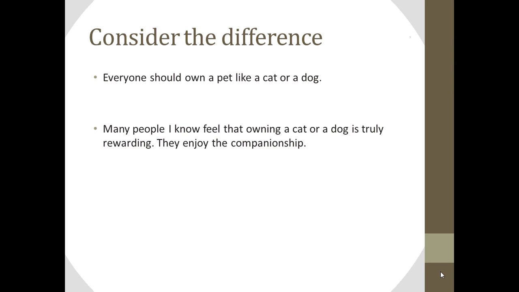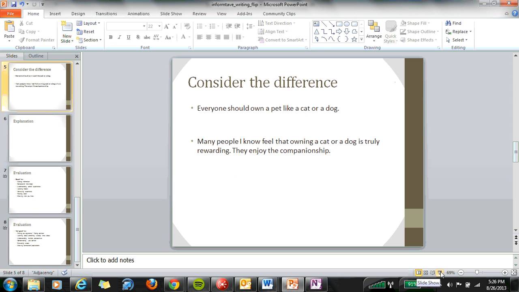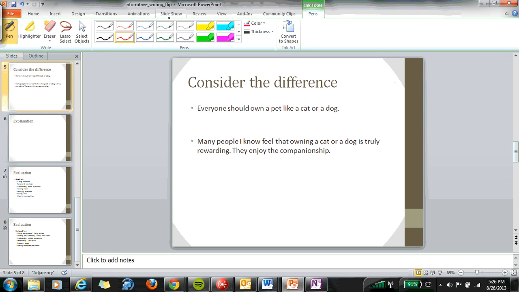Think about this one. Everyone should own a pet like a cat or dog, compared to many people I know feel that owning a cat or a dog is truly rewarding. All right, so what's the difference between the two? When I say everyone should, I'm making a general statement, and I'm kind of evaluating, and I'm saying what everyone should do. I'm trying to sell an opinion, and these words are very charged. You feel like I'm trying to tell you something or lecture you.